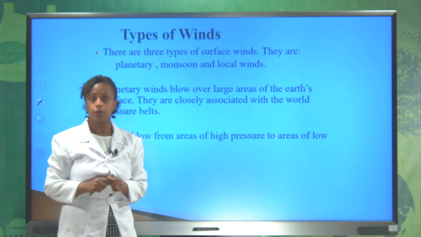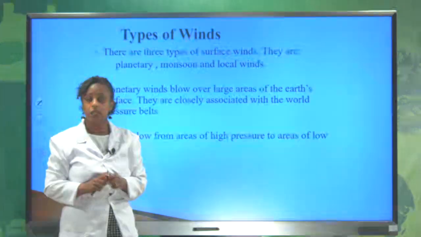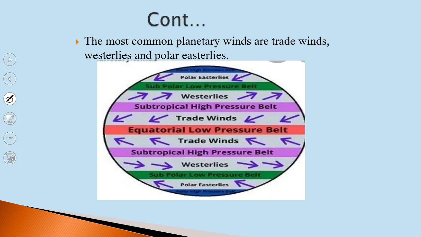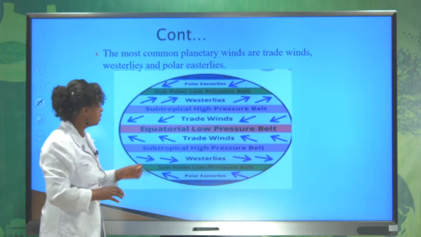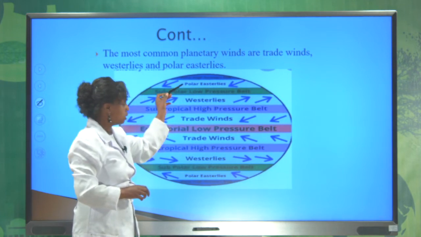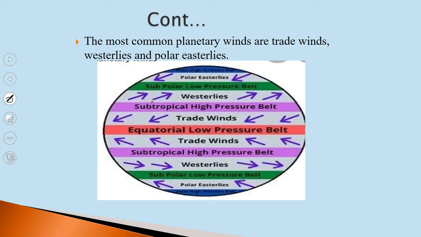Planetary winds are winds which cover a larger area of the Earth's surface. They are closely associated with the global pressure belts. Normally, winds blow from a high pressure area to a lower pressure area. The most common planetary winds are trade winds, westerly winds, and easterly winds. All of them are found in the northern and the southern hemisphere.